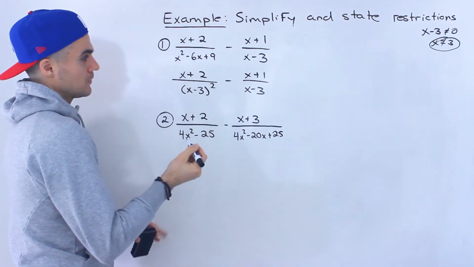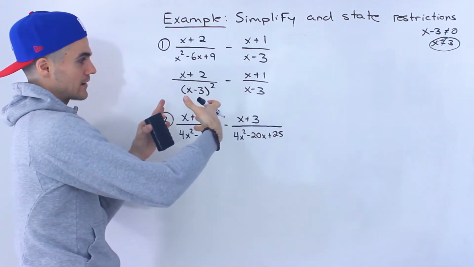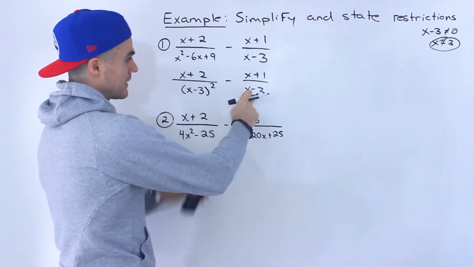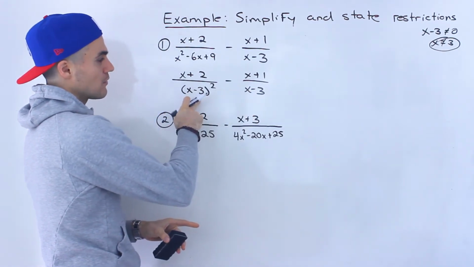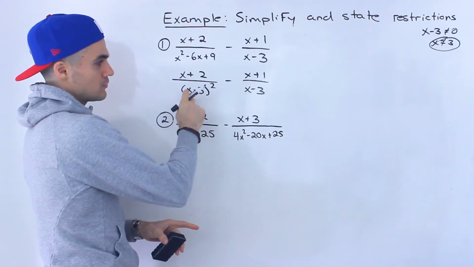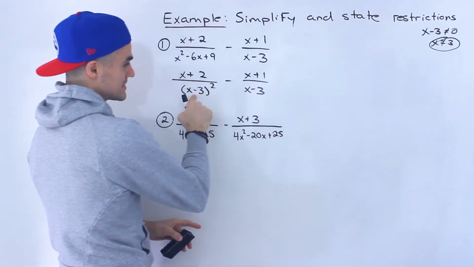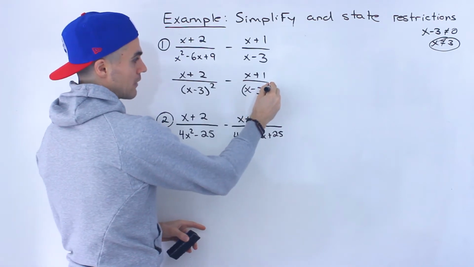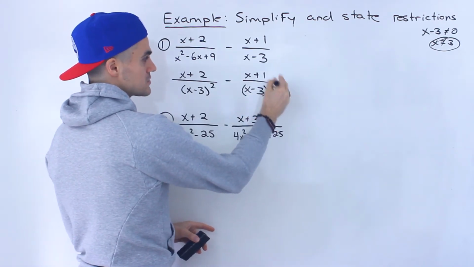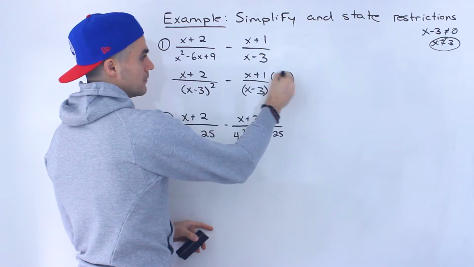And then from here, what you want to do is combine these into one fraction. Now, notice that we have an x minus 3 and we have an x minus 3 to the power of 2. So notice that the lowest common denominator between both of these is going to be this x minus 3 to the power of 2. So we're going to have to multiply this by x minus 3, and then we're going to have to multiply the top by x minus 3.